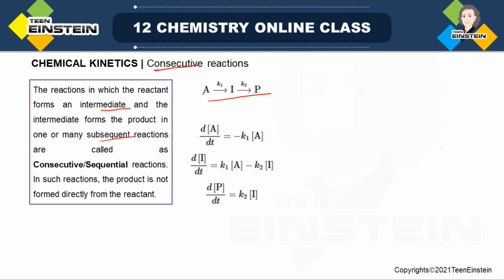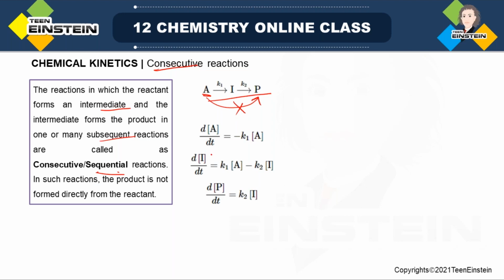So first the starting material A is converted to the intermediate I, and after that it is converted to the final product. So here it is not that A is directly converted to P. That is not the case. First there is formation of some intermediate compound, then P is formed. That is why these reactions are known as consecutive or sequential reactions, where the product is not formed directly from the reactant. It is formed through some intermediate.